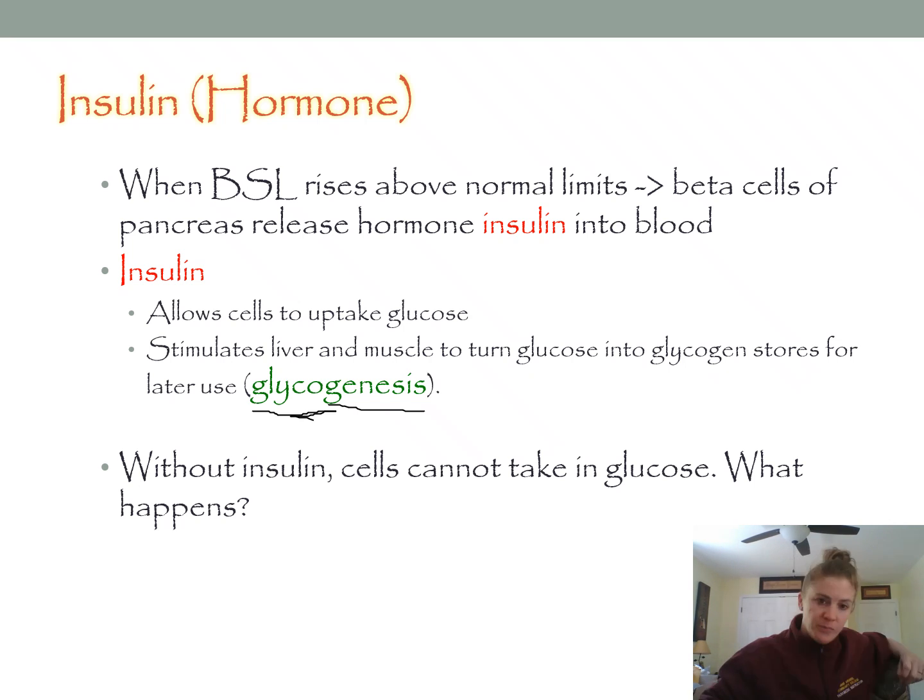Glycogenesis. All right, so critical thinking moment. Without insulin, we know that the cells cannot take in glucose. That means the cells, every cell in the body, including the brain. What happens? That's right. The amount of sugar in the blood will skyrocket. And that puts us into what condition? If you answered DKA, you'd be correct.